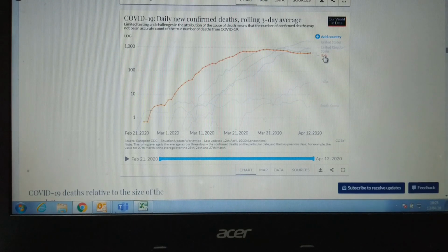Now Italy has already flattened it. India is on the uprising scale. South Korea has already checked it very well. Since March 1 or 4 or so, they are not seeing much increase.